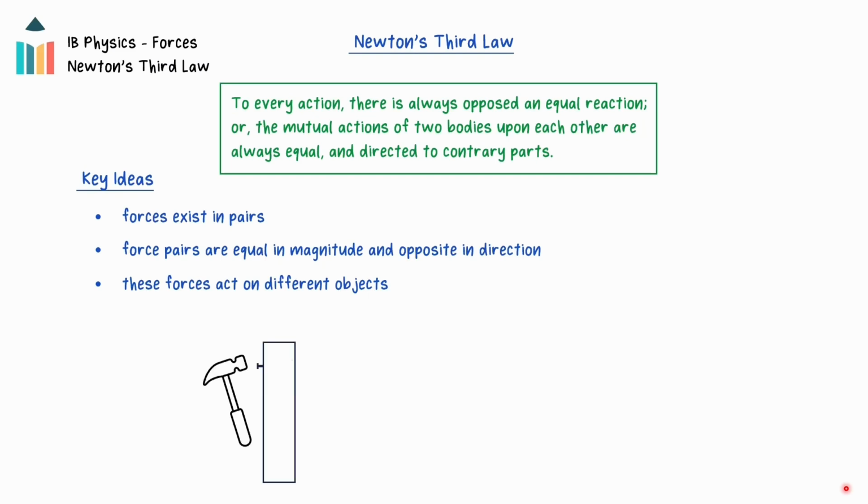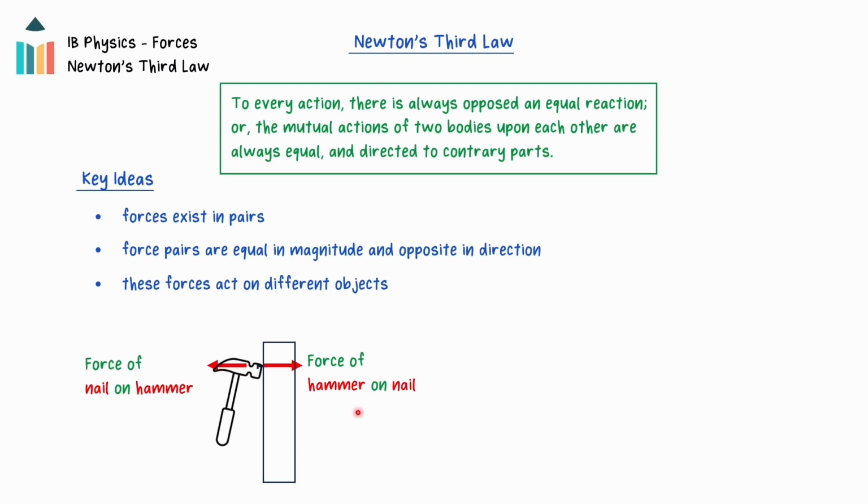For example, consider a hammer striking a nail. According to Newton's third law, if the hammer exerts a force on the nail, then the nail must also exert a force of equal magnitude on the hammer in the opposite direction. This is the force pair in Newton's third law. Equal magnitude forces, but one acts on the hammer while the second acts on the nail. Note that the hammer has a much larger inertia due to its large mass, so it will have a smaller acceleration as a result of the force acting on it from the nail.